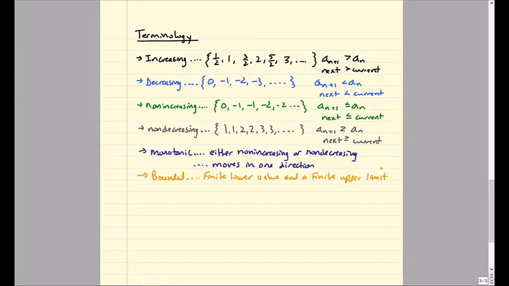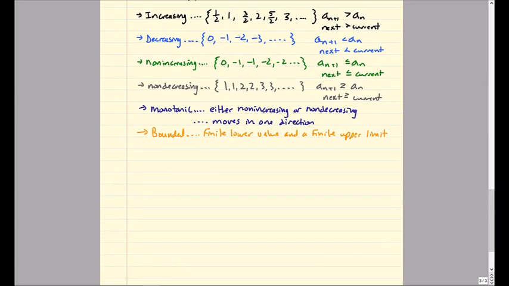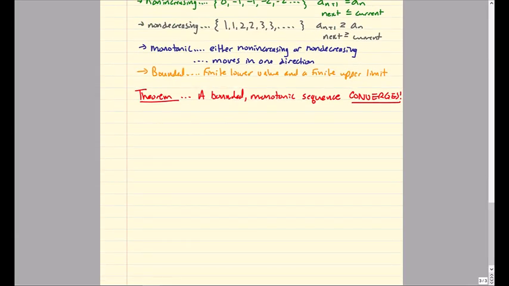Okay, so again, all of these things are going to come together to talk about one very important big idea. So this is an important theorem that we'll be using. And basically the theorem states a bounded monotonic sequence. So if I know it's bounded and I know it's monotonic, so every bounded monotonic sequence converges. So that's our big idea here. Converges. So let's look at an example that would go along with that.